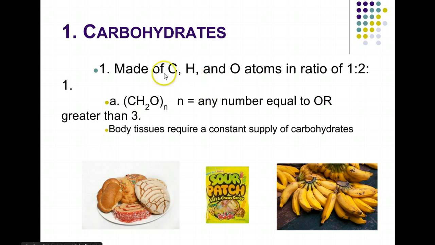Okay, carbs are made of carbon, hydrogen, and oxygen in ratios of 1 to 2 to 1. If you see a molecule that has a carbon, 2 hydrogens, and an oxygen, and you have 3 or more of those, you're probably looking at a carbohydrate. And your body needs a constant supply of carbohydrates. When we don't have carbohydrates readily available in our blood, our body will take fat, turn it into carbs, and then use it just like you had readily available carbs in your body. So we always want to use our carbs up first.